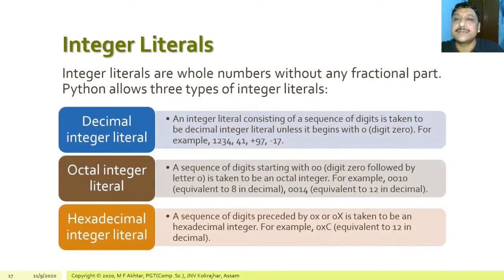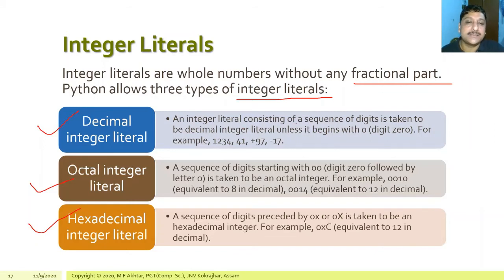See, integer literals. Integer literals are whole numbers. Now one by one we are learning here. Integer literals are whole numbers without any fractional part. Python allows three types of integer literals. Now again, integer literals are of three types. First is known as decimal integer literal, then octal integer literal and hexadecimal integer literal.